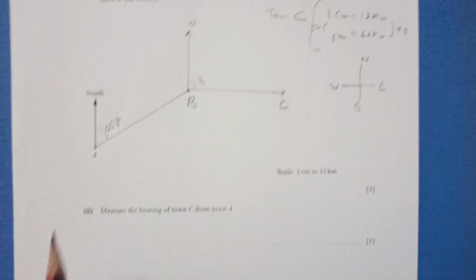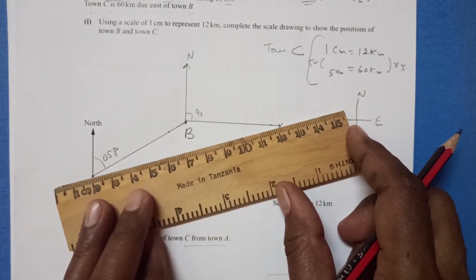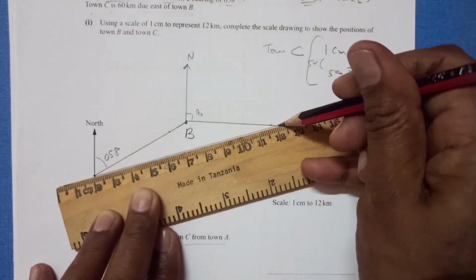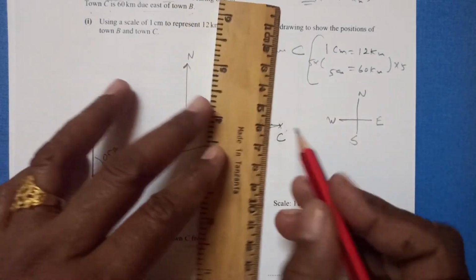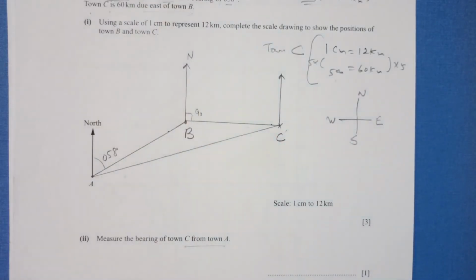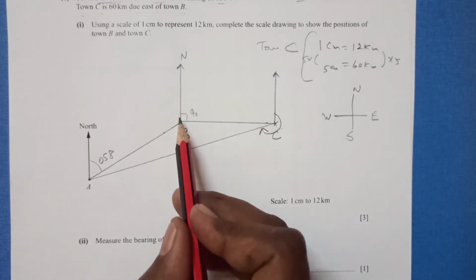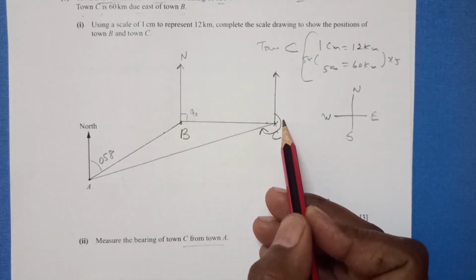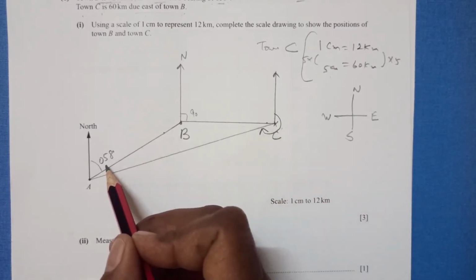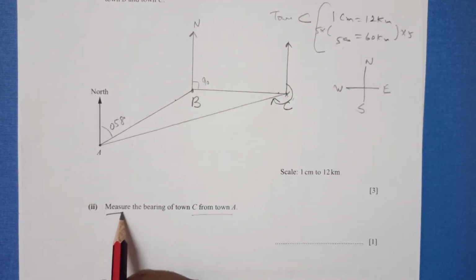So now part 2, measure the bearing of C from town A. So C from town A, so that means we need to join this A and C, because we are looking for the bearing between A and C. So now like this. So now we have to draw a north line here on C, and now we are looking for this angle, right? So this one is 90 here, so we can calculate this one. Like here it is 58.